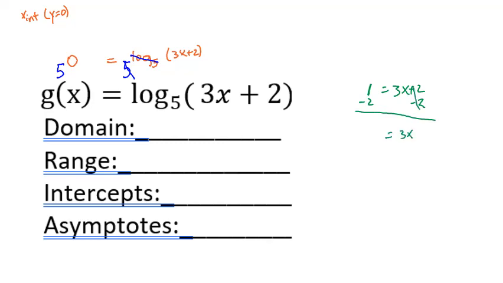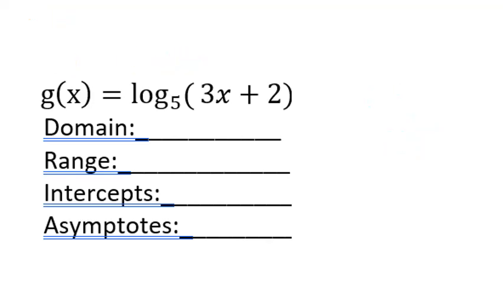So 3x is going to equal negative 1. Divide both sides by 3, and so x equals negative 1/3. In other words, our x-intercept is going to be negative 1/3, comma 0.